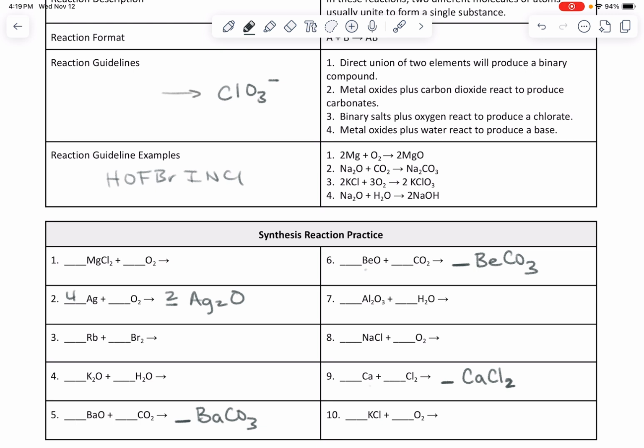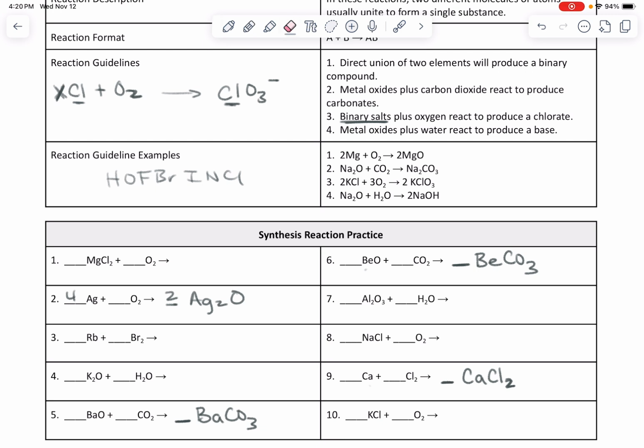So over on this side, I knew I have a binary salt. That's going to be some metal bonded to chlorine plus oxygen gas. This is our rule, right? So binary salts plus oxygen. Now, the reason I knew in my binary salt that the anion was chlorine is because over here I have chlorate. I need the chlorine to come from somewhere, and this is where it's coming from.